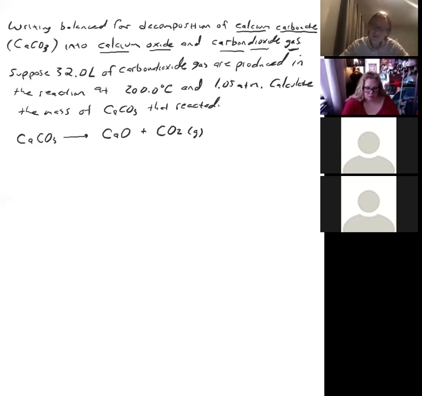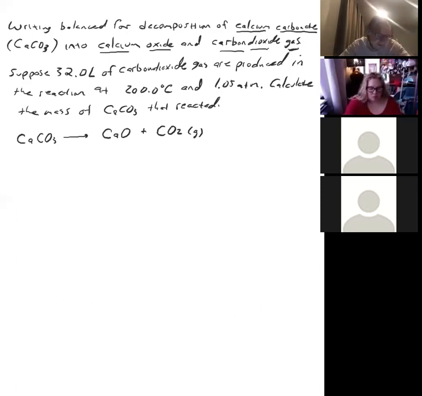There's one calcium on both sides. There's one carbon on both sides. And it looks like there's 3 oxygens on both sides, right? There's 3 in the calcium carbonate, and then there's 1 oxygen in calcium oxide and 1 in the carbon dioxide. The CaO is called quicklime. And so it looks pretty good. Looks like it's already balanced. No need to do any extra steps to balance this equation.